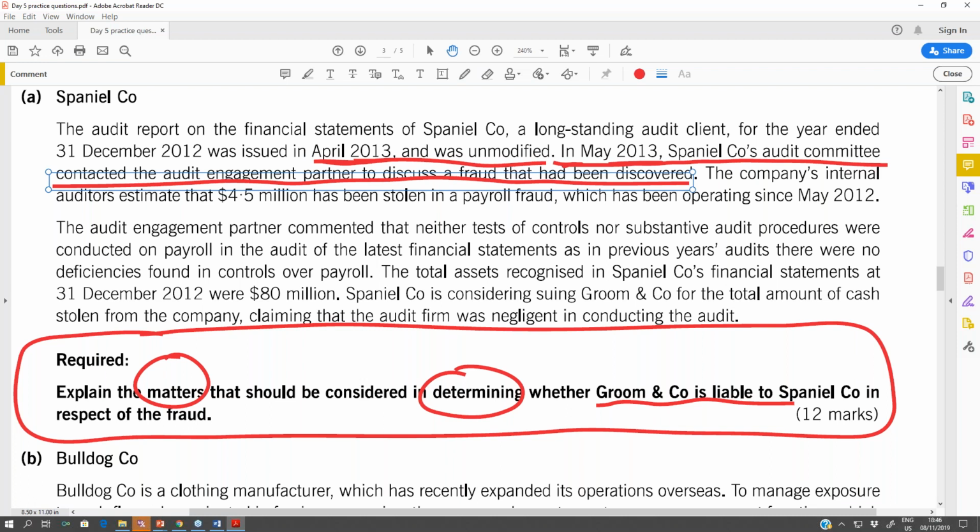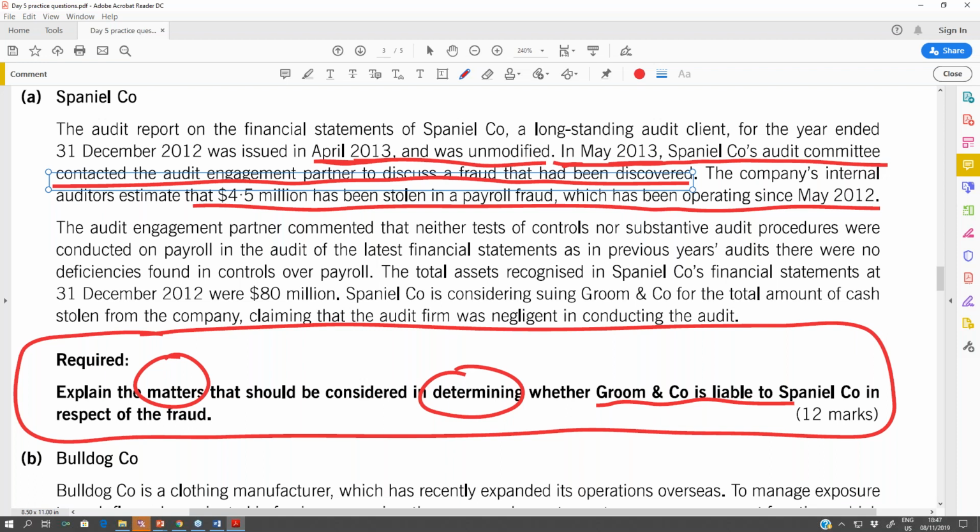The company's internal auditor estimates that $4.5 million has been stolen in a payroll fraud, which has been operating since May 2012. Now that means this has been operating since May 12. So you issued the report in April 13, right? So that means this payroll fraud was happening even when you were doing the audit. Is that true?